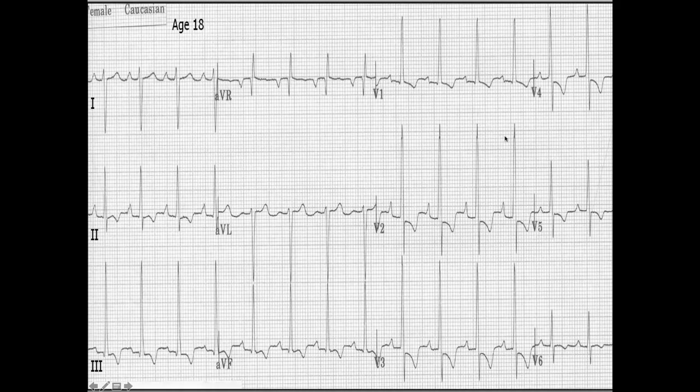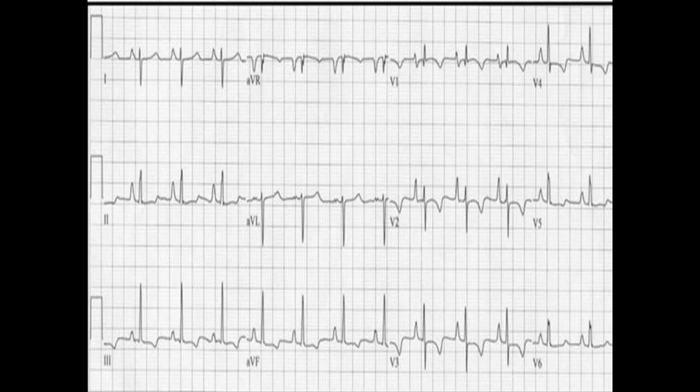We're going to confirm that in V1. Look at our biphasic P waves, and that first portion, that positive portion, is a lot bigger than that little teeny tiny negative portion. So the P wave is biphasic, but our first half, the positive half, is bigger than the second half, so we can confirm right atrial enlargement.